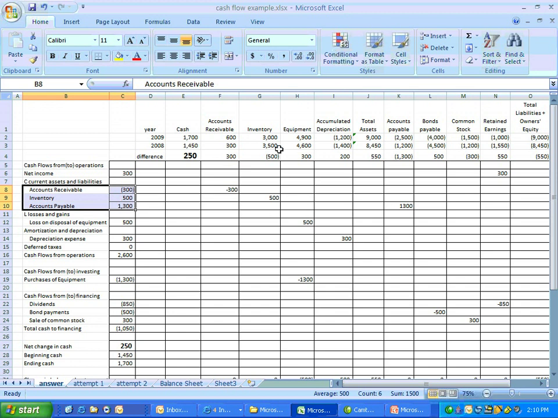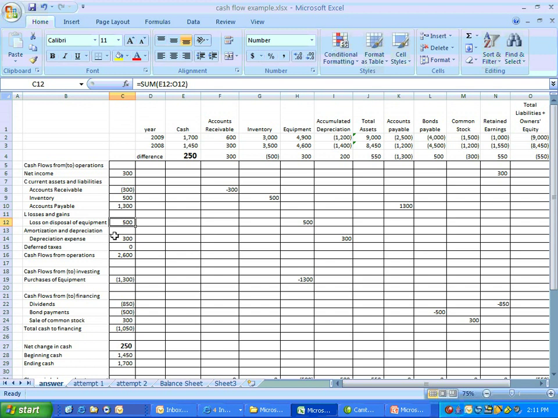Here's our inventory. It went from $3,500 to $3,000. So we sold inventory. We generated cash from our inventory. So there's the $500 increase in cash, and that addressed the entire change in the inventory account. We did the same thing with accounts payable. Accounts payable went up by $1,300. That's an increase in cash. There's our accounts payable.